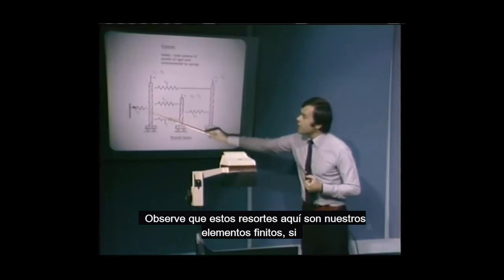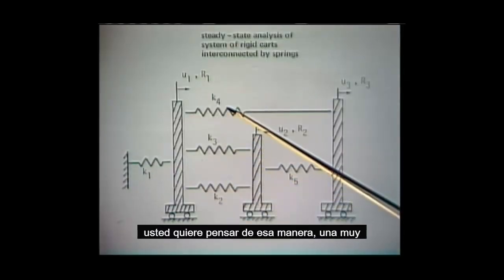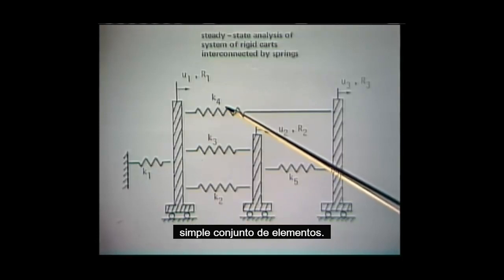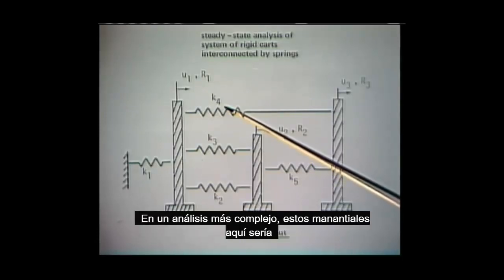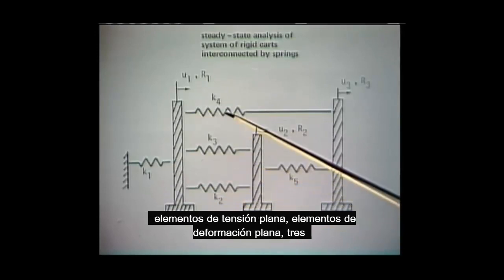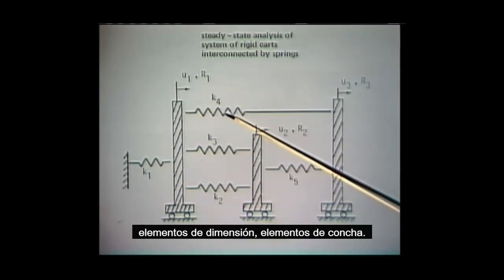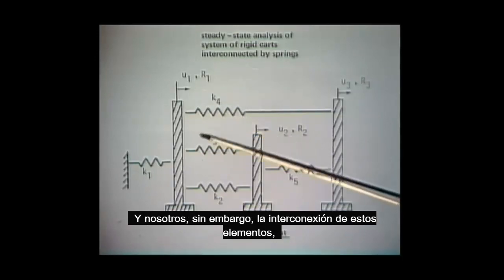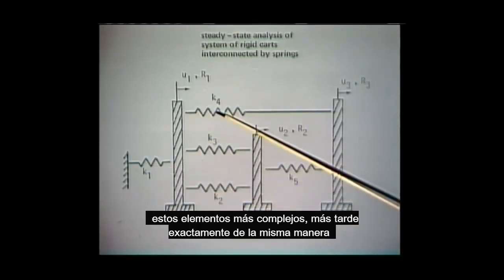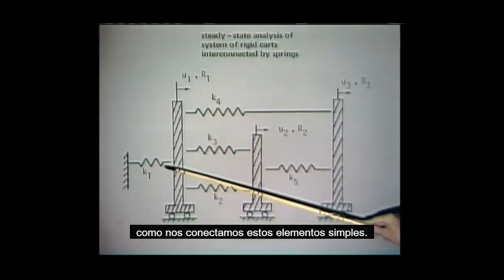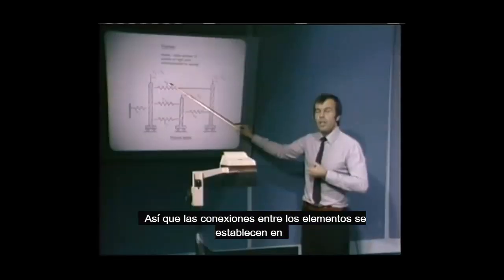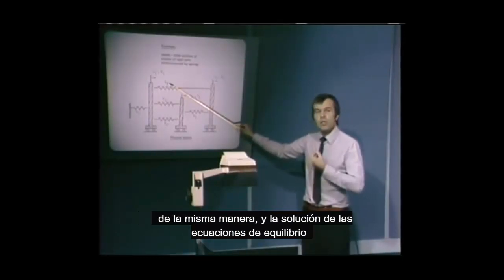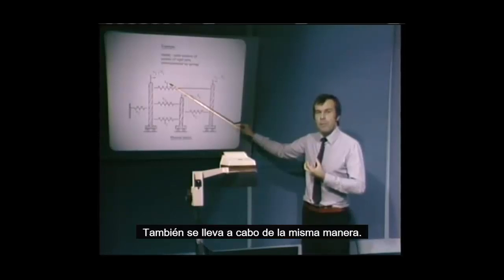Notice that these springs here are our finite elements, if you want to think of it that way. A very simple set of elements. In a more complex analysis, these springs here would be plane stress elements, plane strain elements, three-dimensional elements, shell elements, and we will be talking how we derive the characteristics of these elements. And we will, however, interconnect these more complex elements later in exactly the same way as we connect these simple elements. So the connections between the elements are established in the same way, and the solution of the equilibrium equations is also performed in the same way.